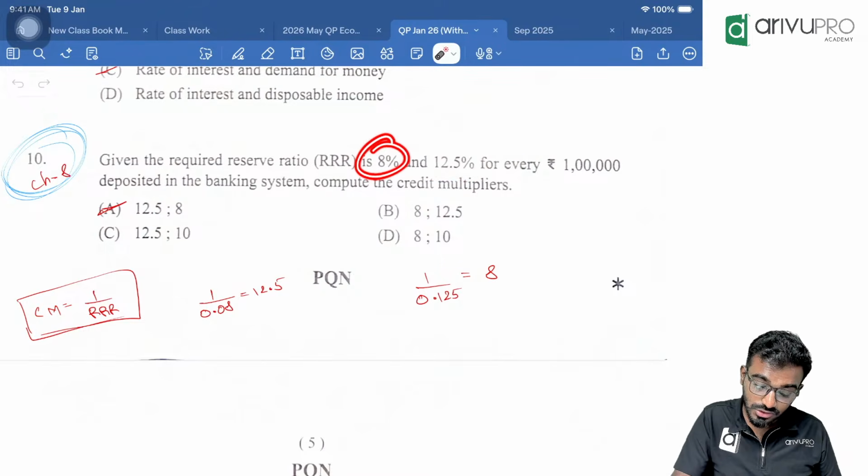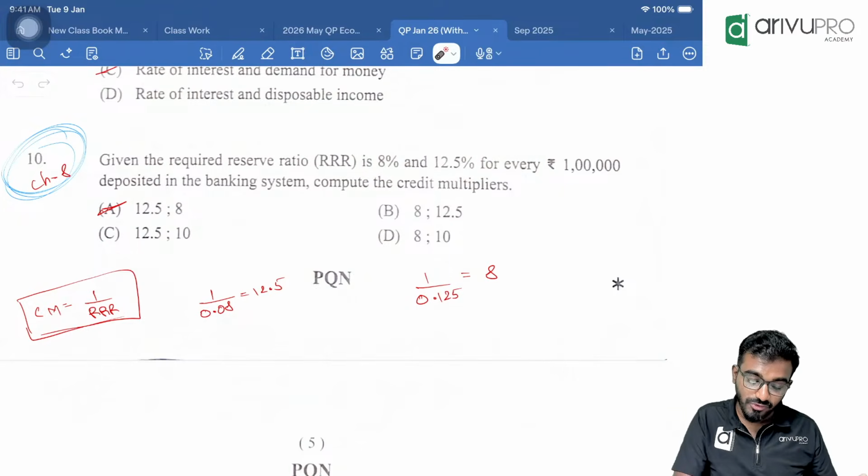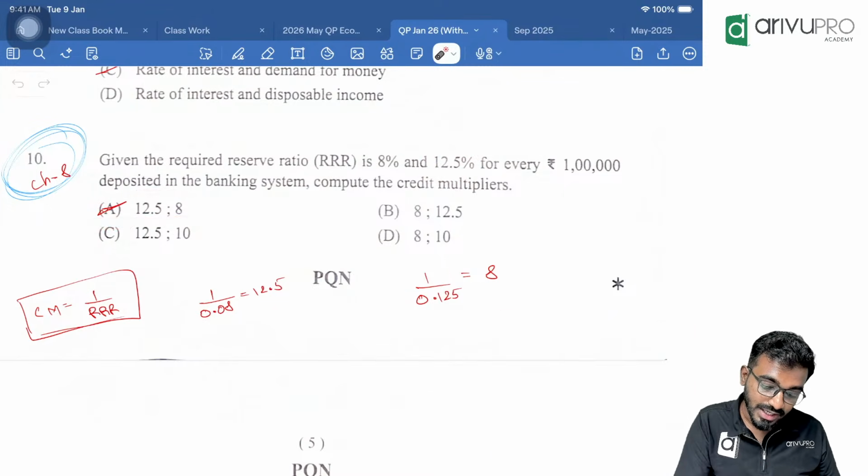Here the numbers are the same, and the percentage outcome is also the same. For 8%, the answer was 12.5. For 12.5%, the answer is 8. So be careful. Clear? And next, see there.